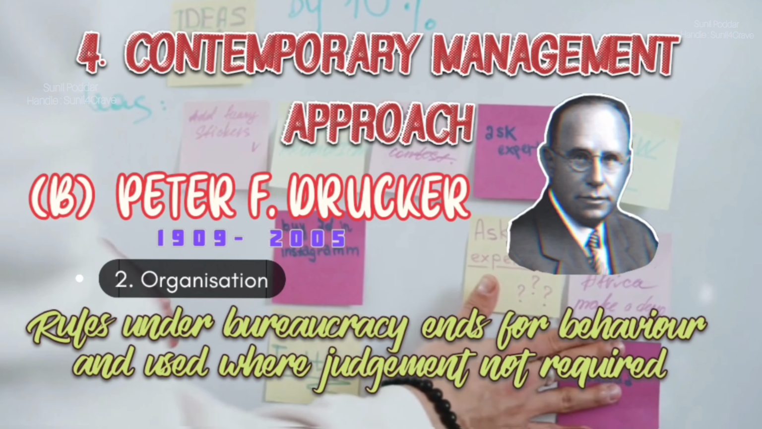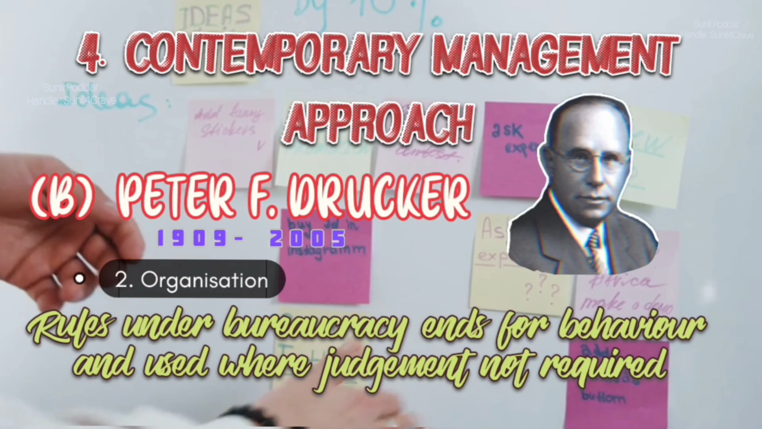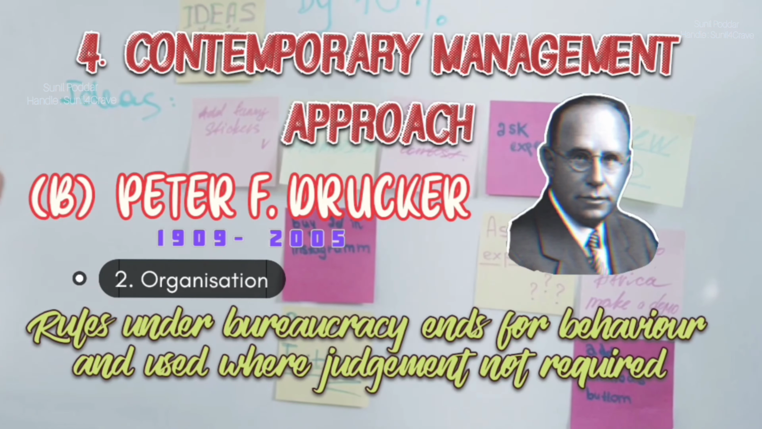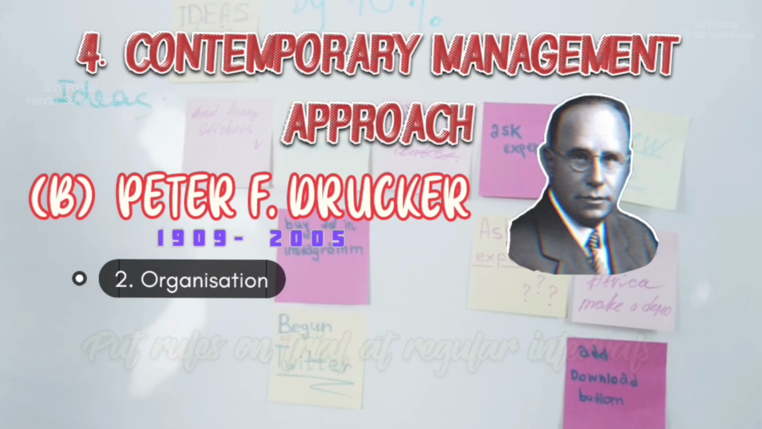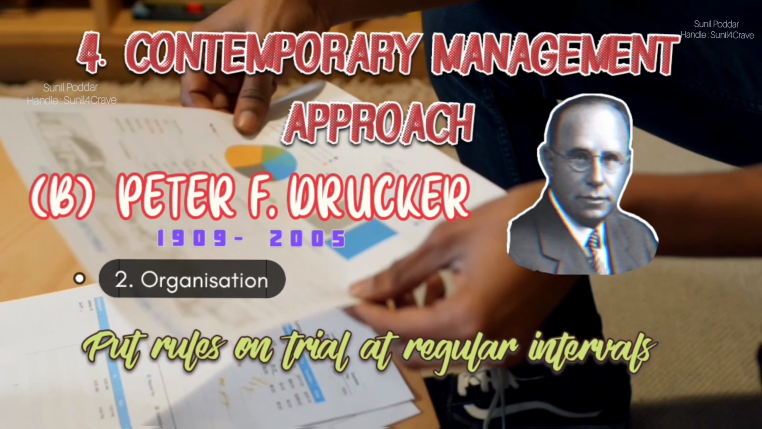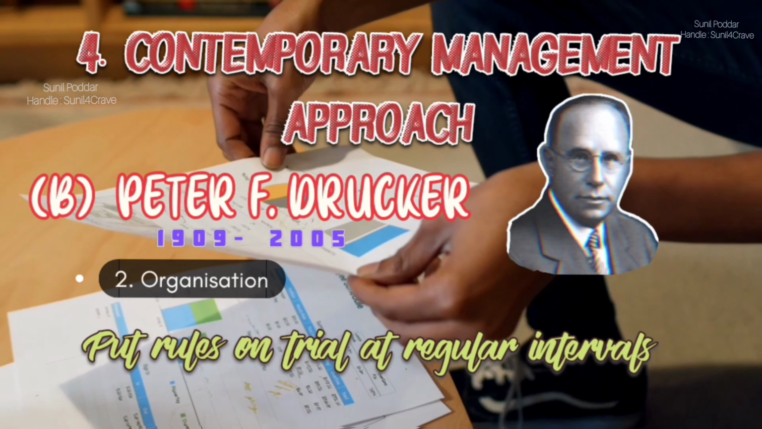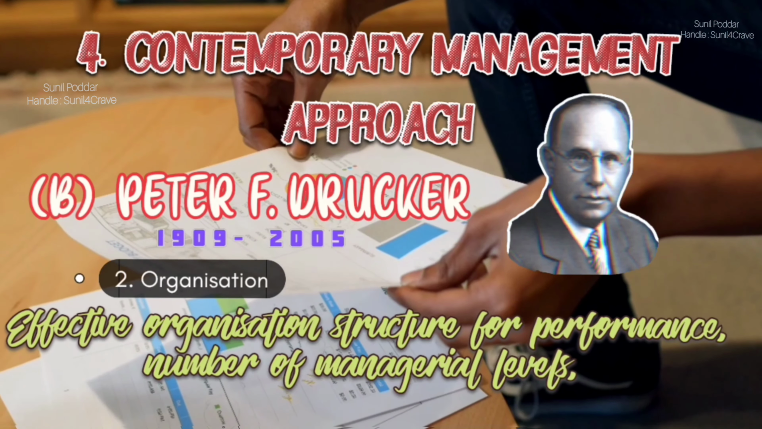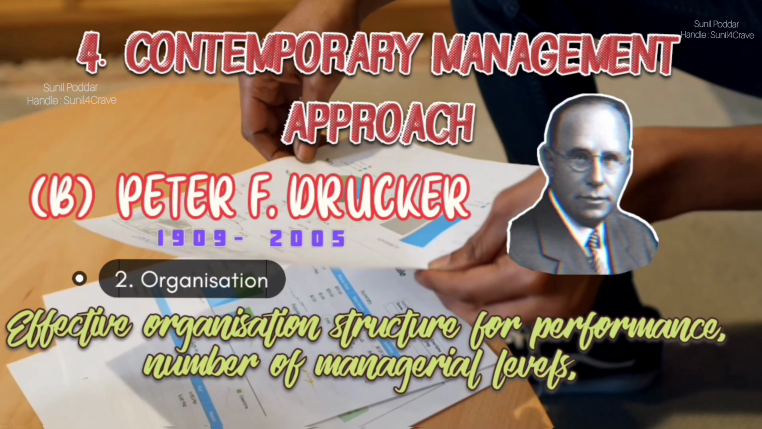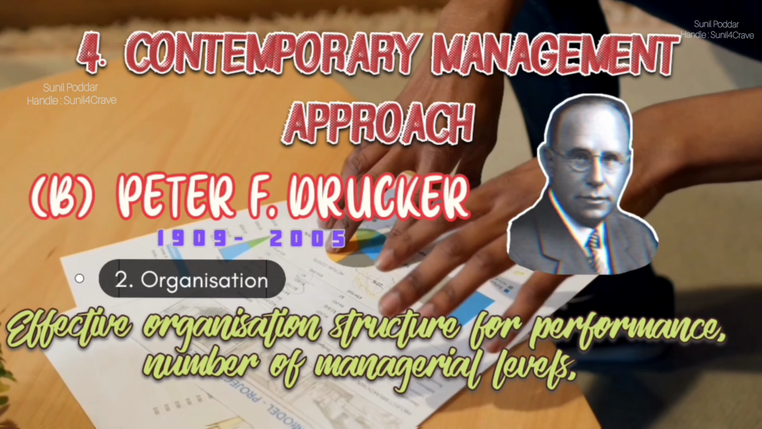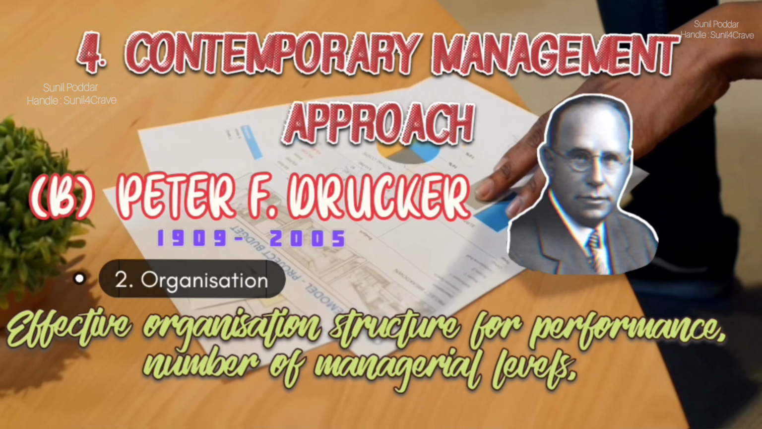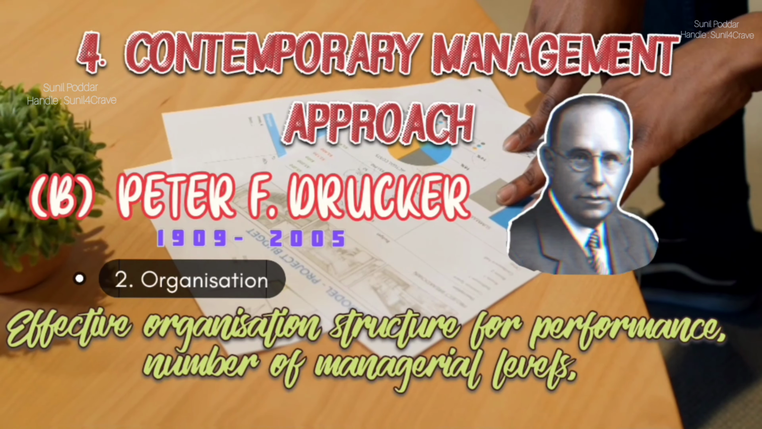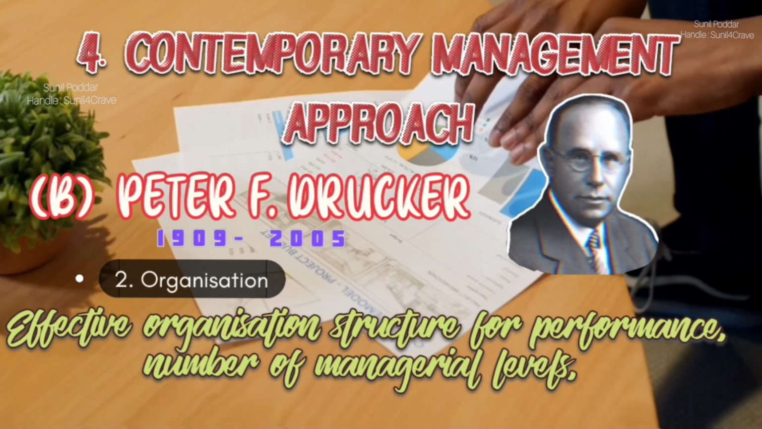Drucker thinks that the rules under bureaucracy become the end of the behavior rather than the means, and should only be used in cases where judgment is not required. He has emphasized putting the rules on trial at regular intervals. Drucker believes that an effective organization structure should be organized for performance, contain the least possible number of managerial levels, and make possible the training and testing of tomorrow's top managers.